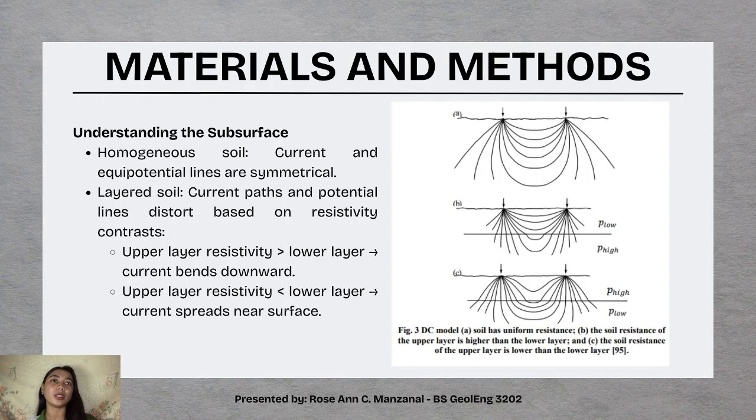In the third model, the upper layer has lower resistivity and the current tends to spread more near the surface. The Wenner method helps us understand subsurface conditions by analyzing how electrical current moves through different soil or rock layers.